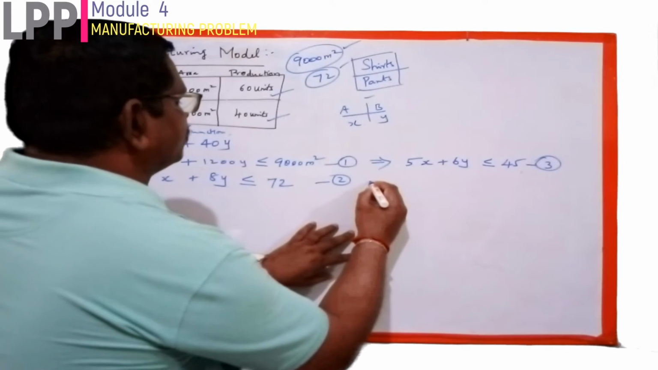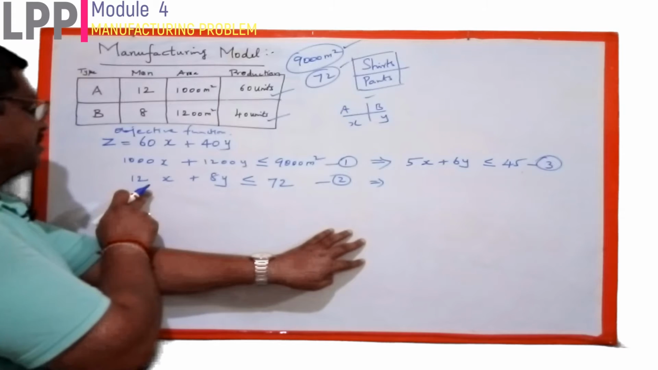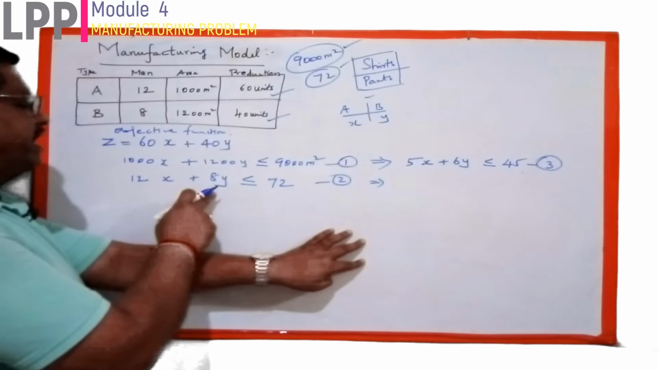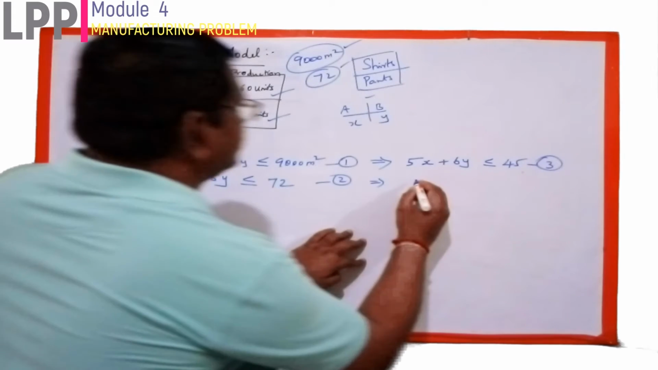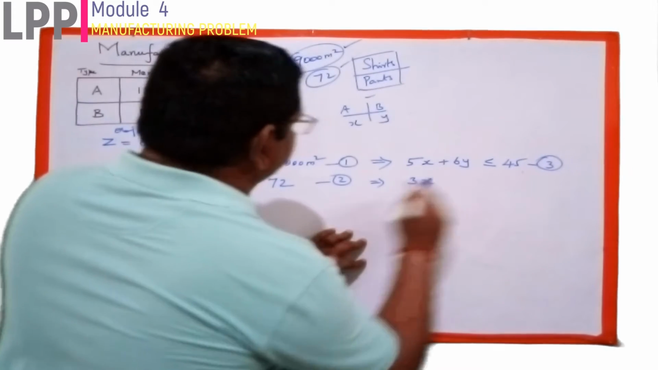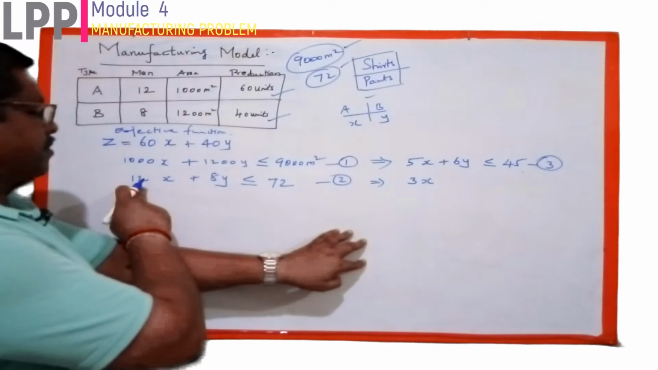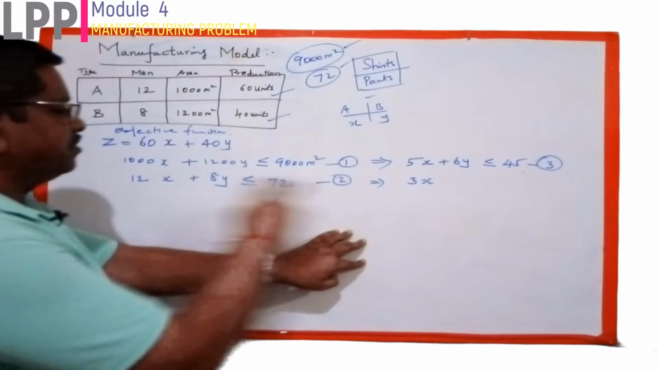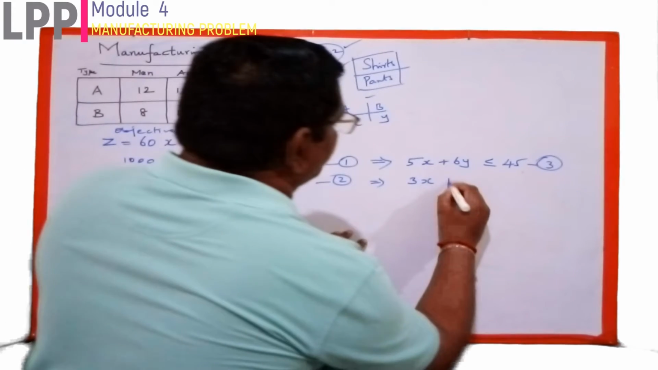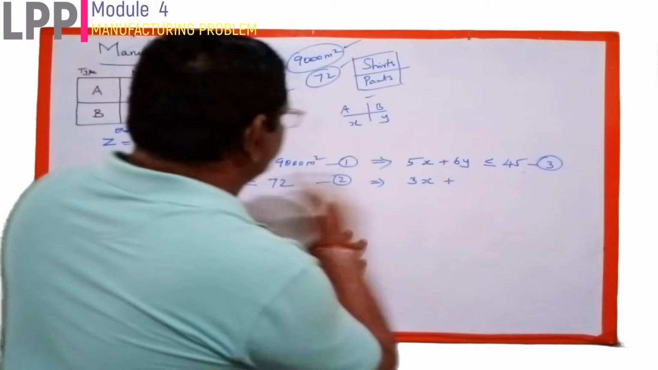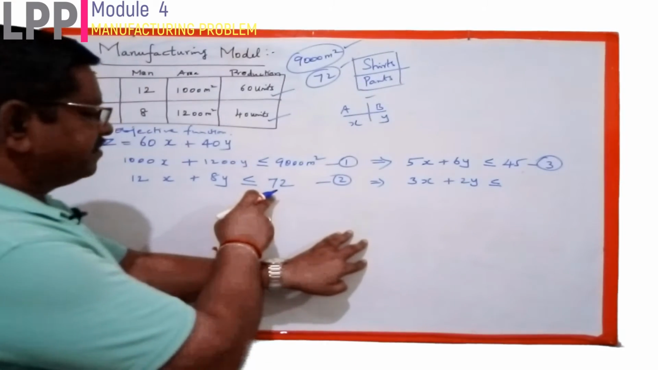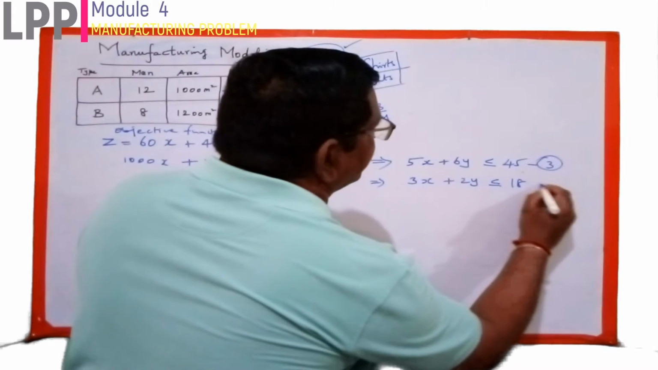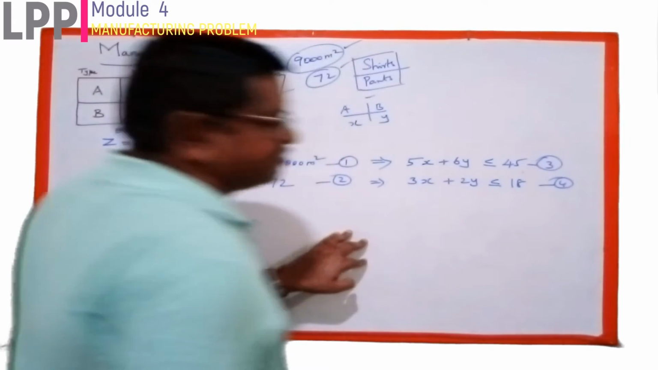I have changed the first equation into the form of the third equation. Again, in the second equation we also see some common factors: 12, 8, 72. These all are in the 4 table. So I simplify it. Dividing 12 by 4 gives 3x, plus dividing 8y by 4 gives 2y, less than or equal to 72 divided by 4, which is 18. Say this as the fourth equation.